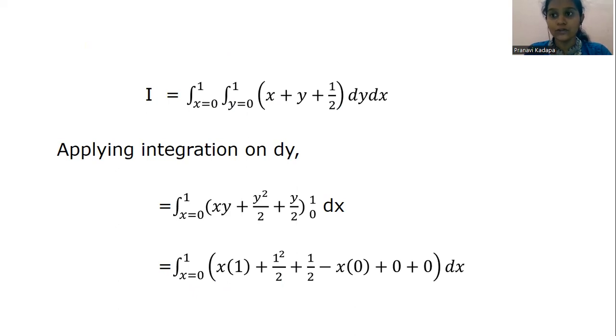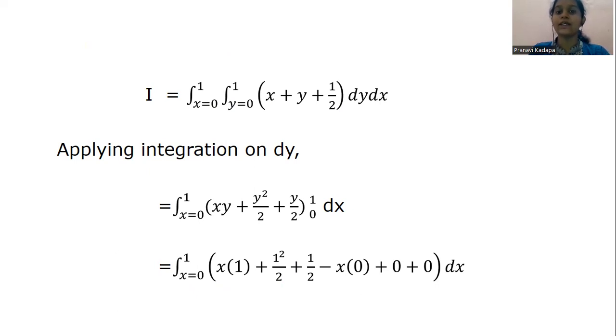Then after solving, we'll get I equals integral x equals 0 to 1, integral y equals 0 to 1 of x plus y plus 1 by 2 dy dx. After that, we'll apply the integration on dy, that is, on the y variable. So we'll get integral x from 0 to 1 of xy plus y square by 2 plus y by 2, with limits 0 to 1, dx.